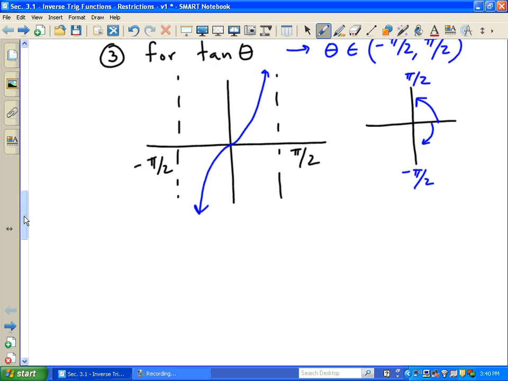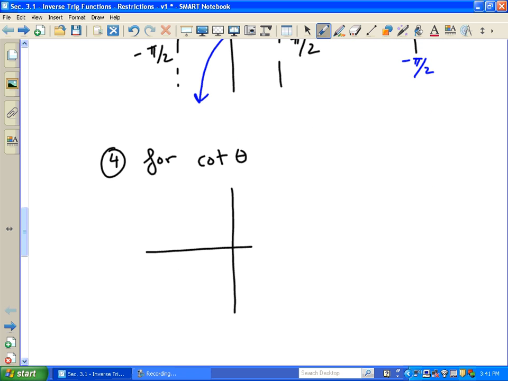Finally, for cotangent, if we consider the graph of cotangent by itself, it has asymptotes at 0 and at pi. The graph will end up looking something like this. And we see that within that normal period that we usually graph for cotangent, there are no repeated y values. We hit every single value, but we don't have any repeated.